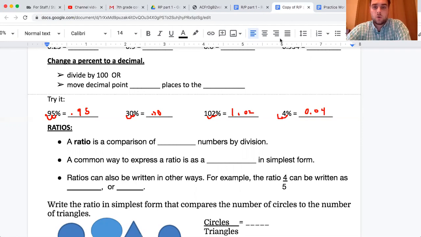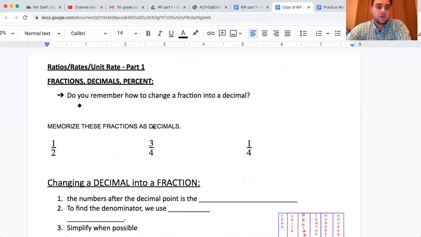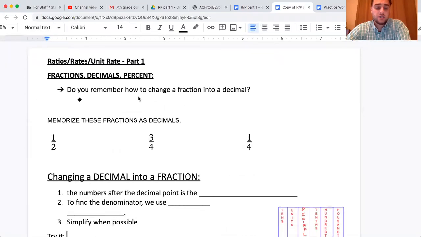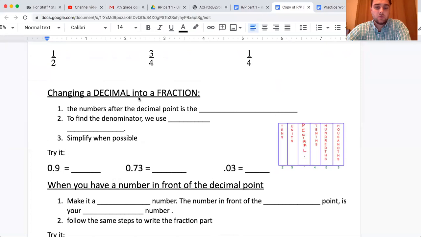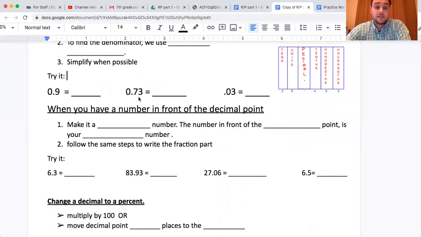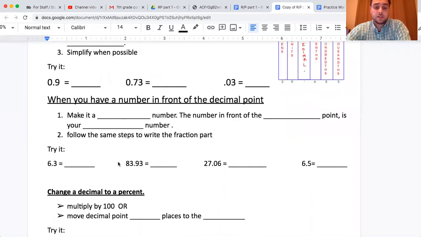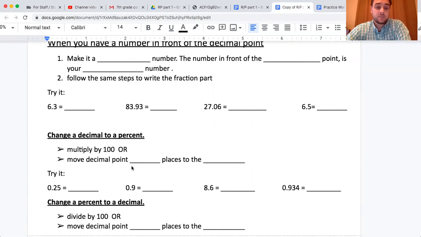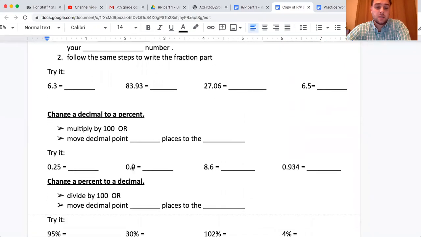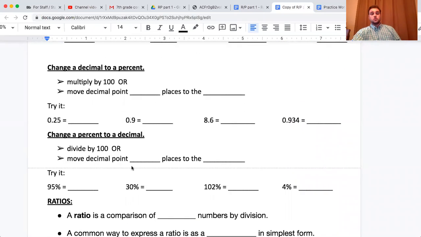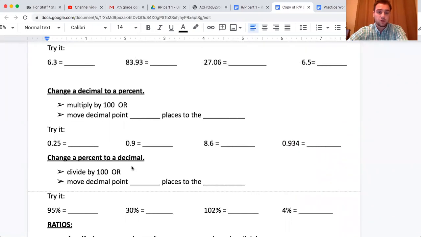Okay, so we just had a quick little overview of how we turn a fraction into a decimal, a decimal that has a whole number in front of the decimal point, a decimal to a percent, and a percent to a decimal. Okay, so you should have filled in your notes for that portion.